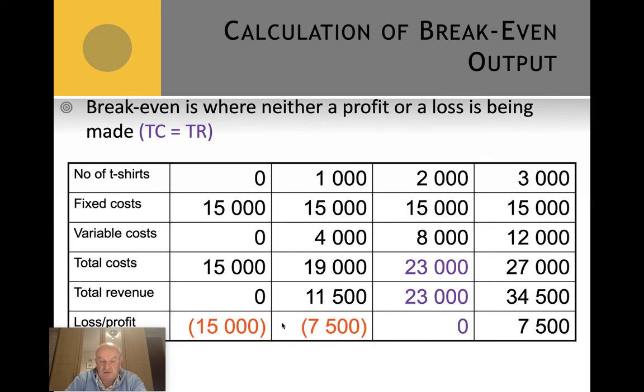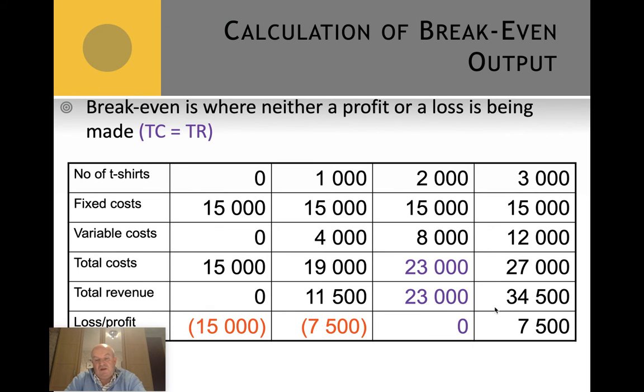Prior to that, at 0 units produced and 1,000 units produced, we are making a loss. So we've got £15,000 worth of cost, but no revenue. In the second case, where we're selling 1,000 units, we've got £19,000 worth of cost, only £11,500 worth of revenue, so we're making a loss of £7,500. When we get to 2,000 units, we have got to break even. Total cost and total revenue are the same. So we're not making a loss, we're not making a profit. We're at the point where total cost equals total revenue, and we're breaking even.